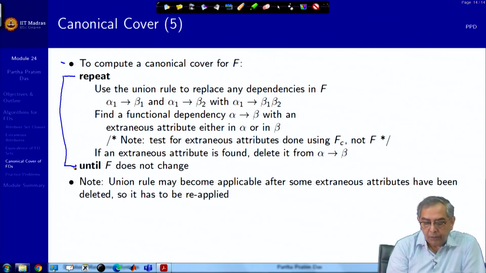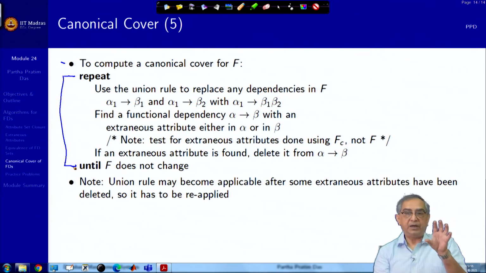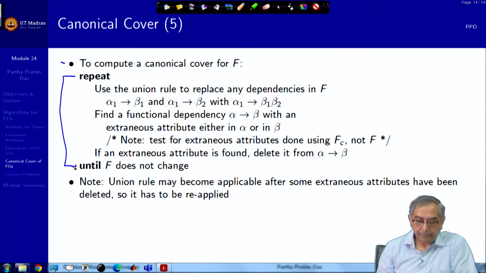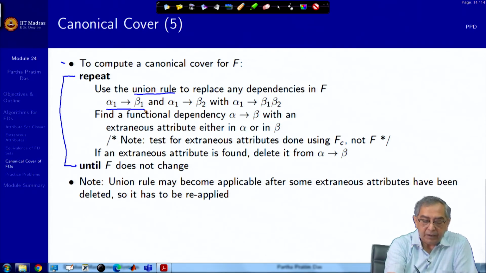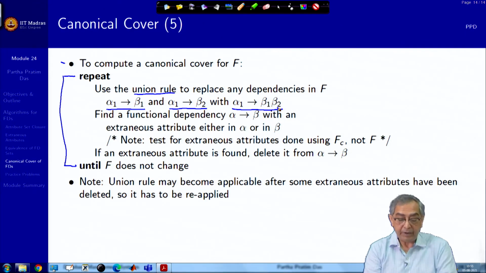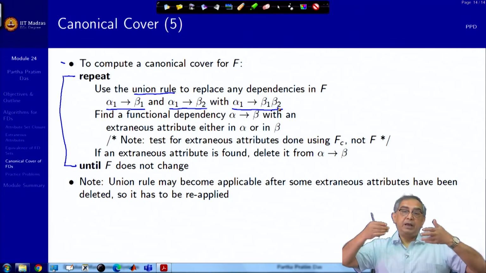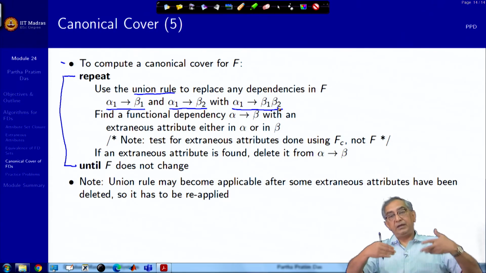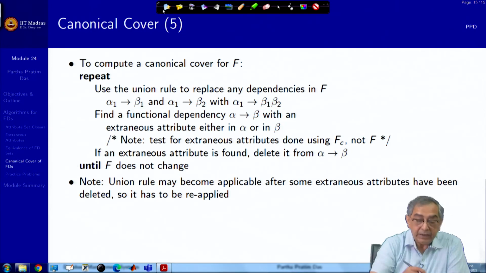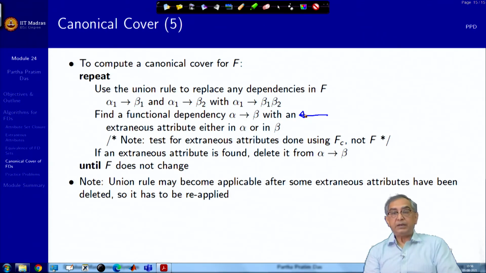Okay. Now, the first thing we say is at every stage we try to see if there are two or more functional dependencies with the identical left hand side. Right. So, we will use the union rule. If alpha 1 determines beta 1 and alpha 1 determines beta 2, we will replace it by alpha 1 determines beta 1 beta 2, right. At every stage, because there may be new functional dependencies that arise that have the same left hand side as a functional dependency already existing in the set, right. That is why it is to be done repeatedly. So, this will ensure that at this point the set of functional dependencies have unique left hand side.